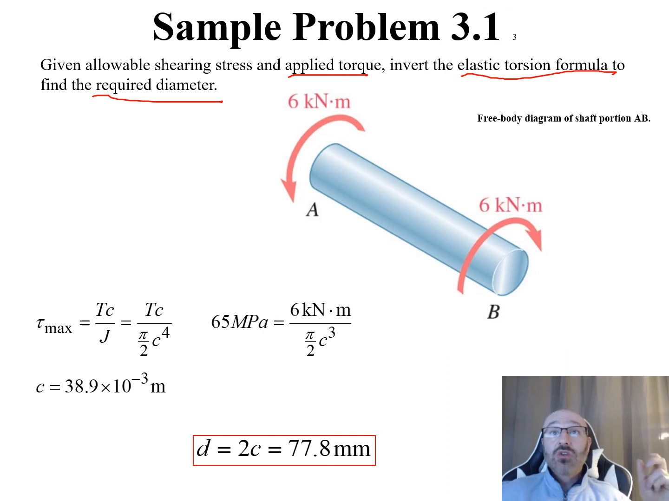In order to start our solution for part B of the problem, what I want to do is draw out my free body diagram of the shaft on portion AB. So I'm looking at just portion AB. I'll draw all my torques here. I have a 6 kilonewton meter torque at A, and the same equal and opposite over here at B.